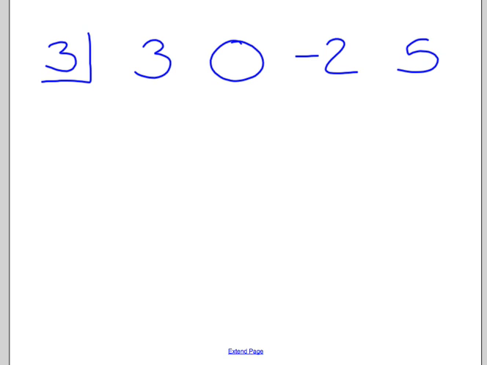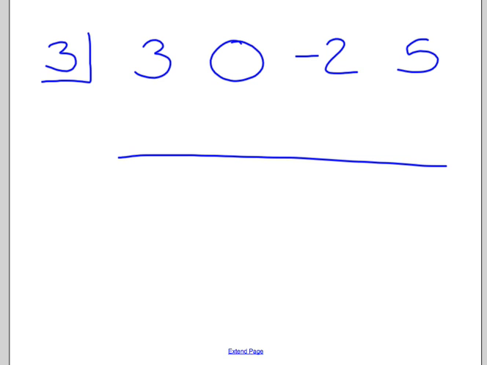Why wouldn't you put plus 5? You could put plus 5, I just don't. It's the same thing. By not putting the plus sign in there, to me it's a little less busy looking. But you could.